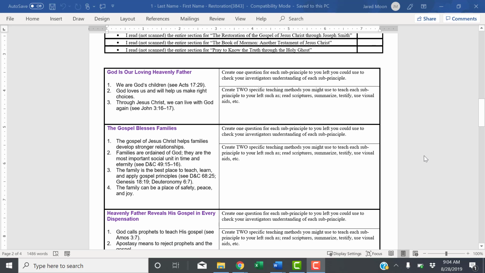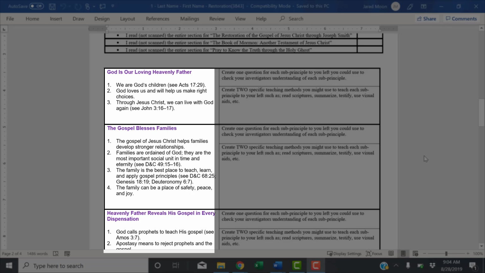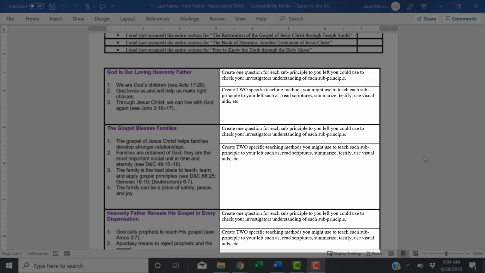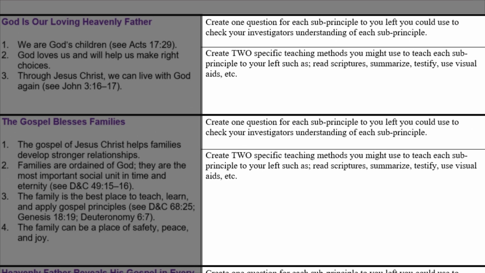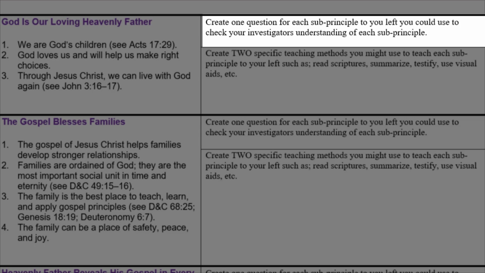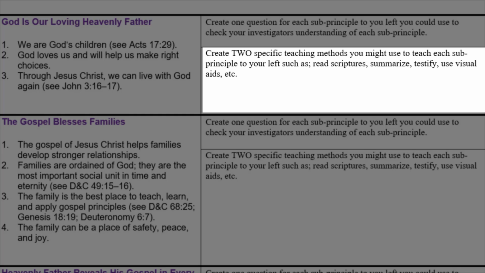Now, for the outline itself, this left column simply contains the full lesson outline from Preach My Gospel. It shows each of the purple principles and all of the sub-principles for each purple principle. All of your work will be in the corresponding right column. First, you will create one question you could ask the investigator to check their understanding of each sub-principle. Then you will come up with 2 different ways that you could teach each sub-principle, not 1, but 2 specific teaching methods for each sub-principle.